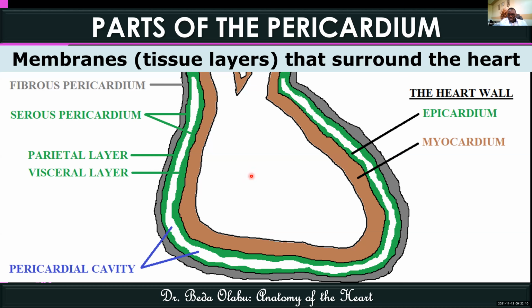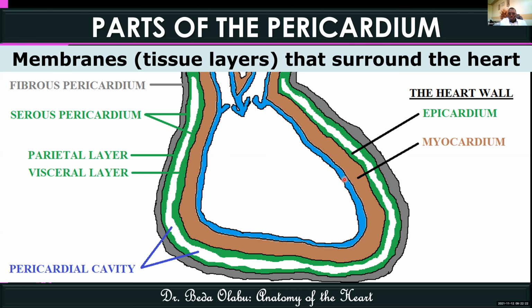Then that other color is the myocardial layer, the layer that contains cardiac muscle. There's another layer inside, the blue one. That one is called the endocardial layer. The endocardium is the innermost layer of the heart wall. And as you can see, the endocardium is the one that actually forms the valves. That is why if you have infections of the valves, then you'll talk about infective endocarditis.